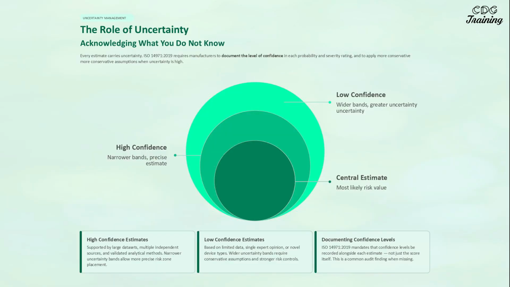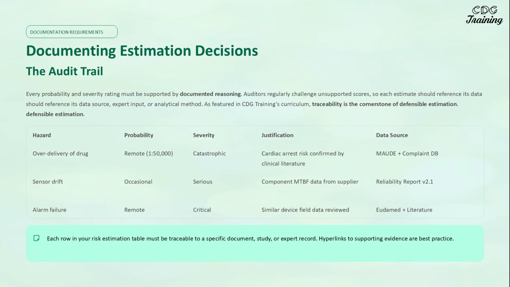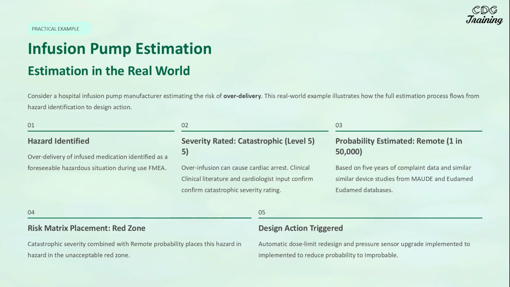Acknowledging uncertainty is key. Documenting confidence levels in risk estimates helps manage assumptions and ensures transparency. Every probability and severity rating must be supported by documented reasoning, creating a defensible estimation trail for audits. Here is a real-world example of risk estimation in action, showing how hazards are identified, assessed, and mitigated in medical device manufacturing.